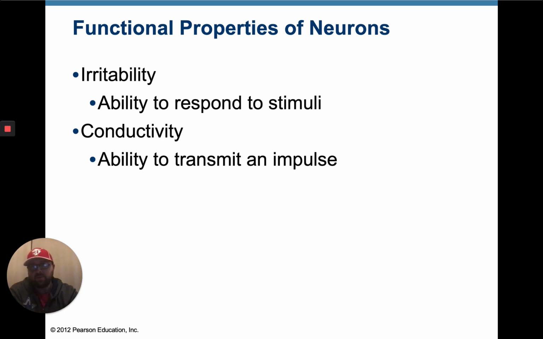The whole irritability part means that something in the environment, some type of stimuli, has to actually create an electrical impulse. And then once that impulse has been created, we need to be able to conduct it somewhere, which is usually to the central nervous system. So these two properties of neurons are very much tied together, and are very much reliant upon the generation of electrical impulses within the neuron. So that's what we're going to get into today, how we generate those electrical impulses.